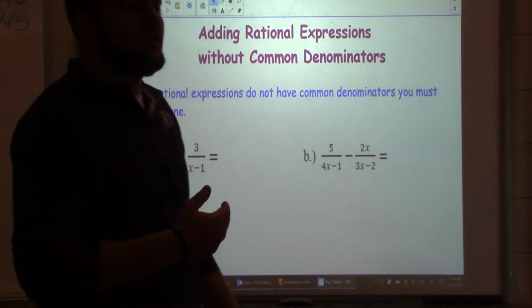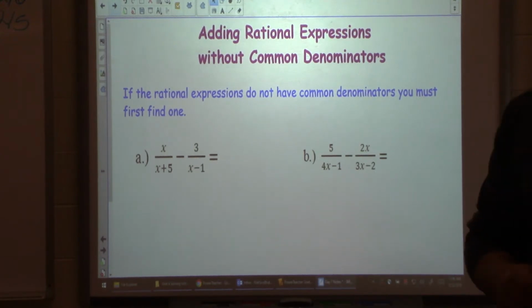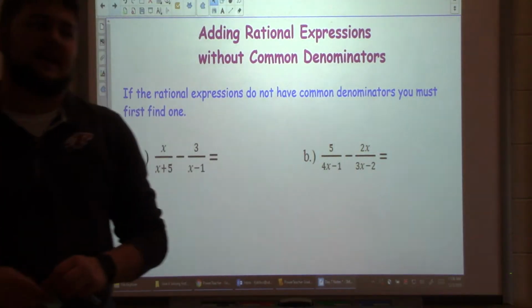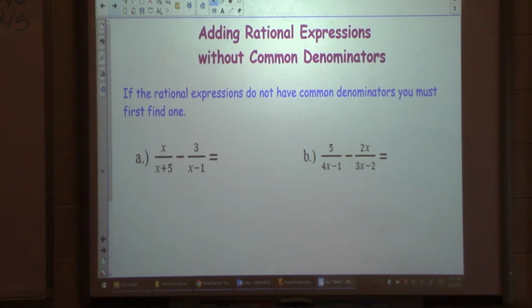Alright, we're doing more adding and subtracting today. We did a lot easier problems before we left for break, so these are a little more difficult. I think they're a little more difficult to begin with. Overall, I do not think they're as difficult as the other ones. Alright, so we're still finding common denominators to add and subtract, just they're going to look a little different now.